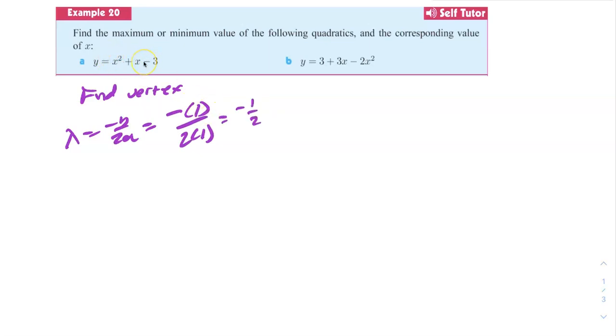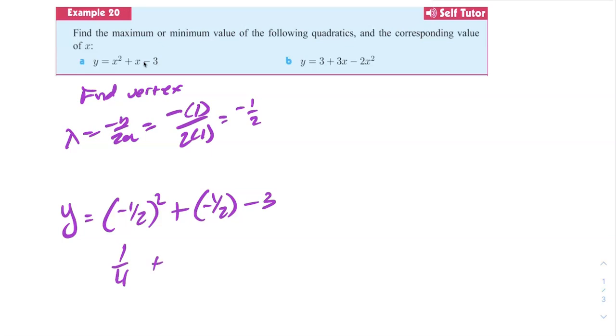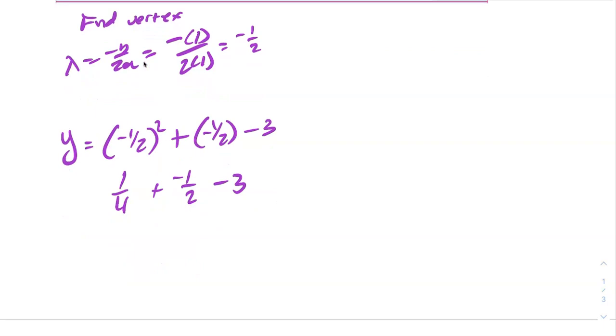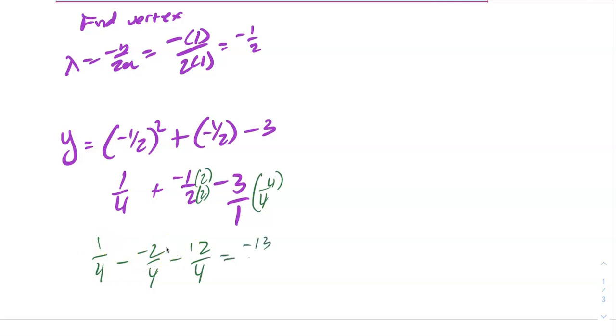We're going to substitute back in to find the actual max. So y equals negative 1/2 squared plus 1/2 times negative 1/2, minus 3. So this is going to give me 1/4 plus negative 1/4 minus 3. Just for the sake of it, I'll do it all by hand real quick. I'm going to put this over 1. We want a common denominator of 4. So let's multiply by 4 over 4, 4 over 4, 2 over 2. So I get 1/4, negative 2/4, minus 12/4. That gives negative 13 over 4.